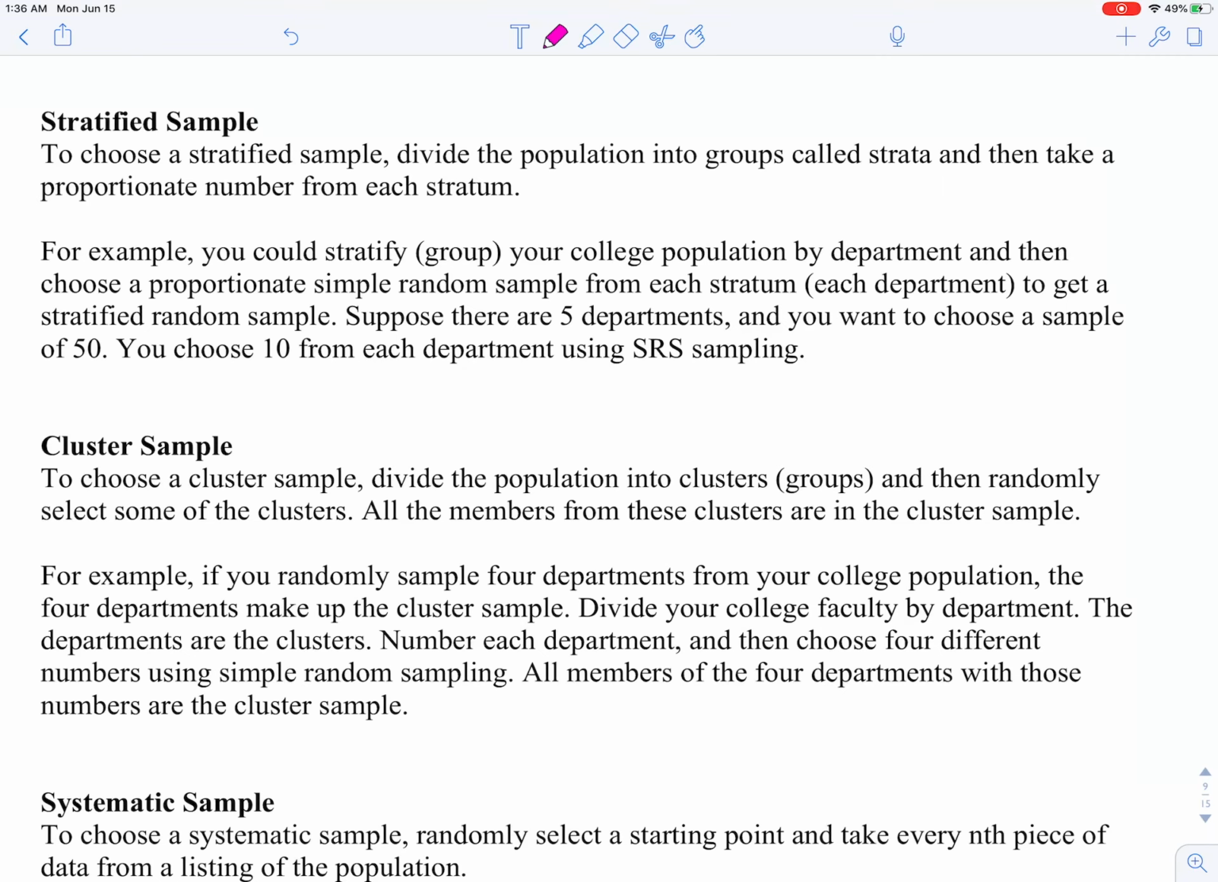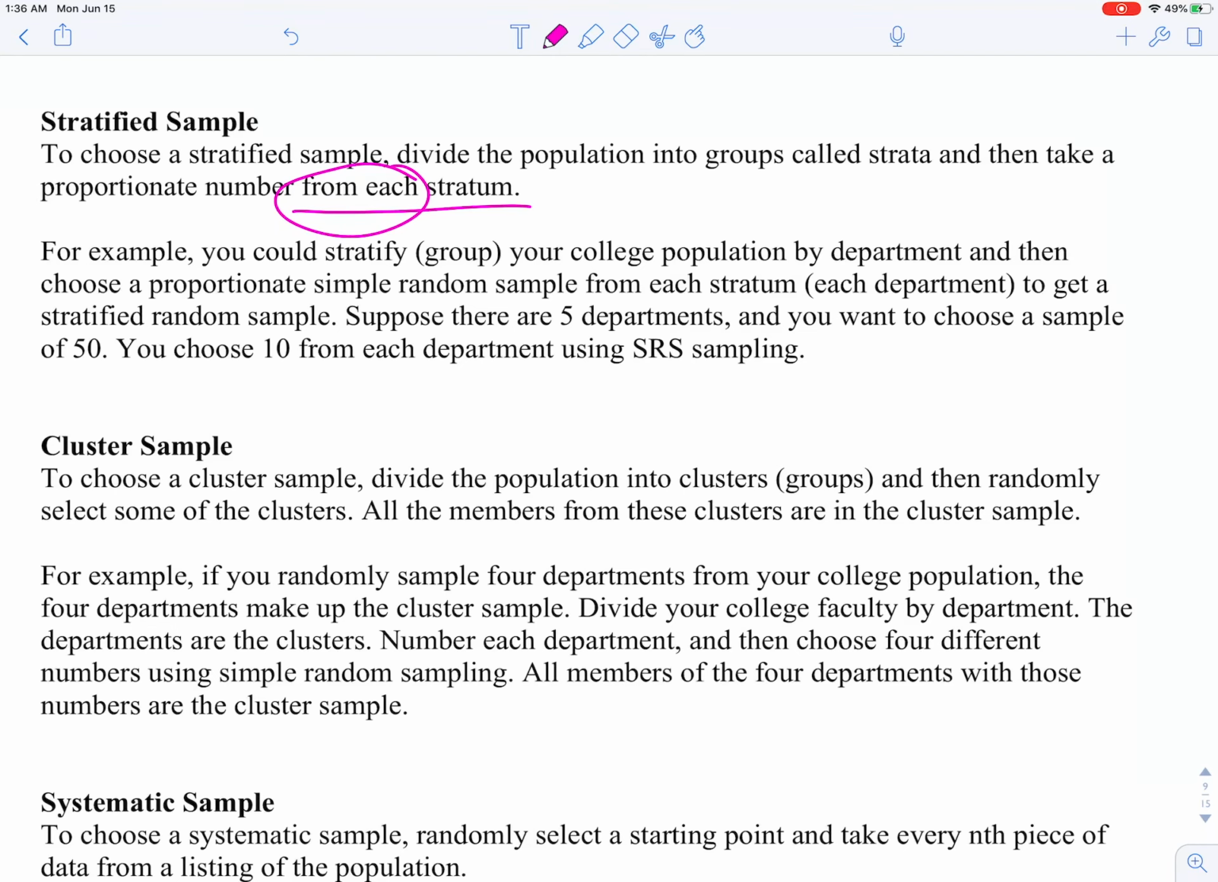Stratum is just the singular of strata. That's the key right there, from each. So we're going to divide our population into groups and then take a sample from each group. That's the key for a stratified sample. Again, you need to know these definitions, but not word for word. Just understand how to apply them.